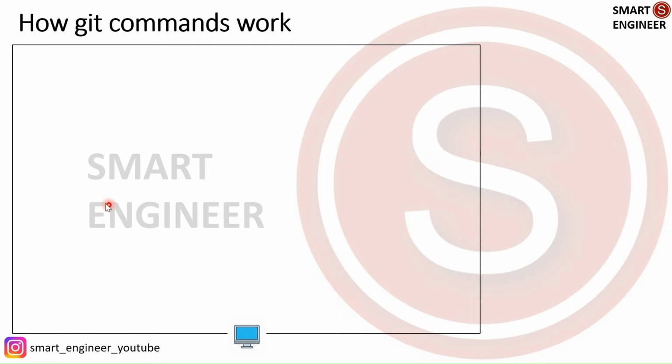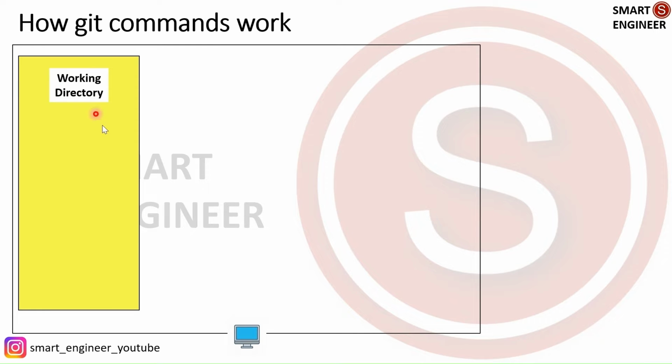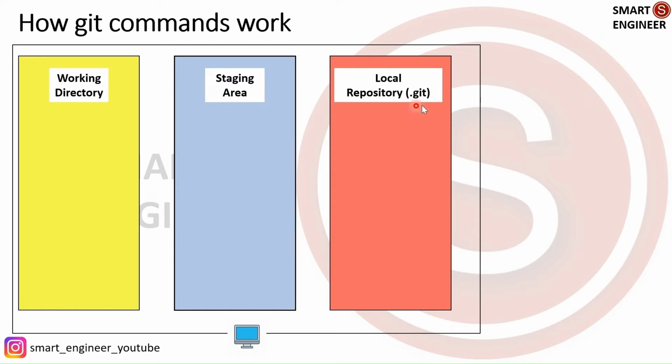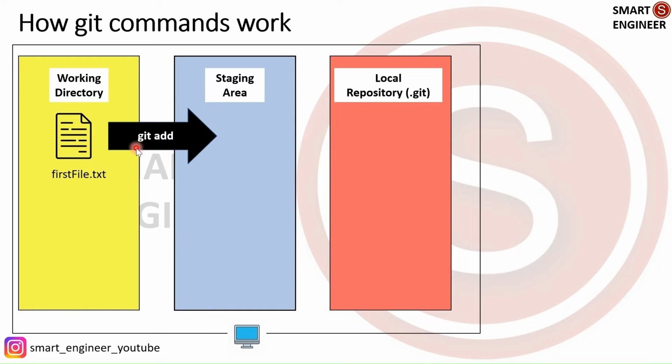So we have created a folder, that is our working directory. Then we have the staging area, which we cannot see. After that, we have the local repository, or our .git folder, which we generated using the git init command. So there are three areas: working directory, staging area, and local repository. Suppose we create a file in the working directory and we need to add the file to the staging area. For that, we need to write the command git add. So the file will move from working directory to staging area.